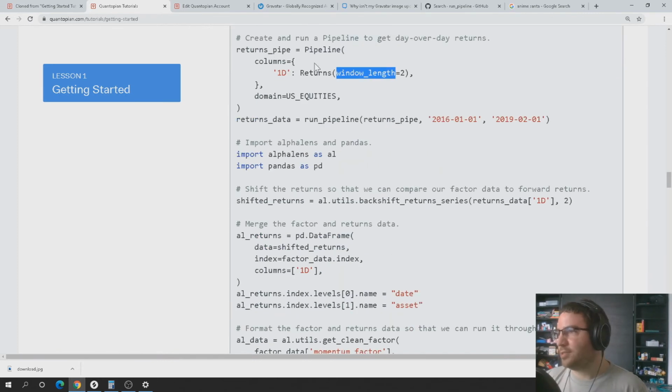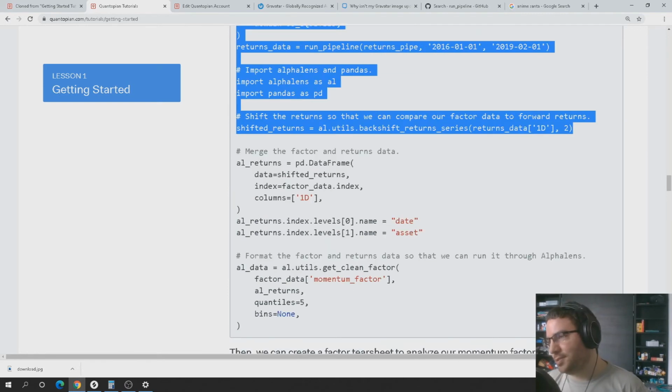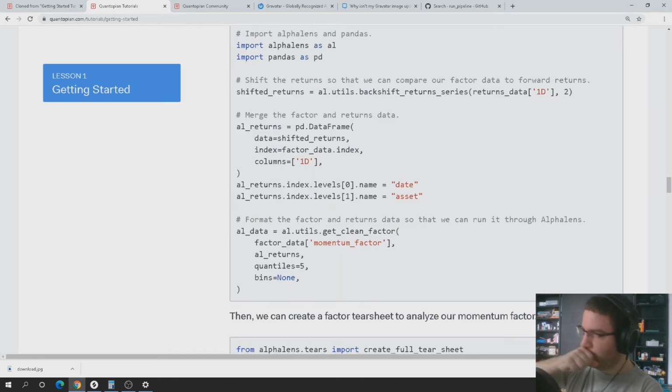All right, so now we understand, not particularly well, so merge the factor and returns data. You create a data frame and you put in the shifted returns on the dates that you have the factor data for.